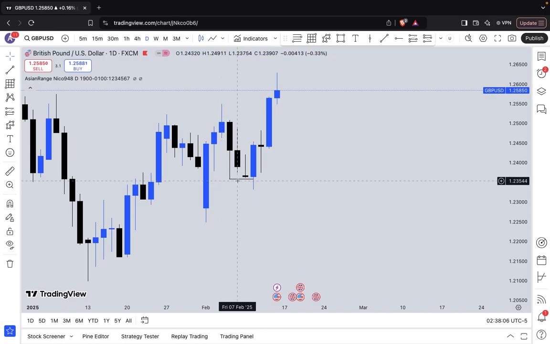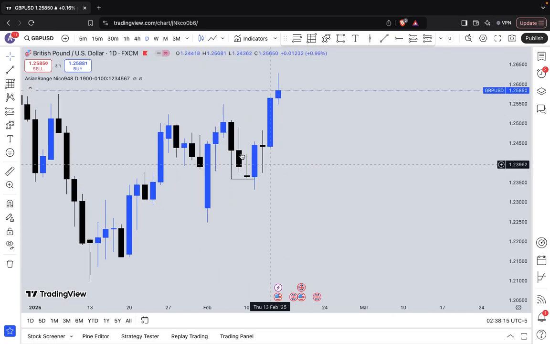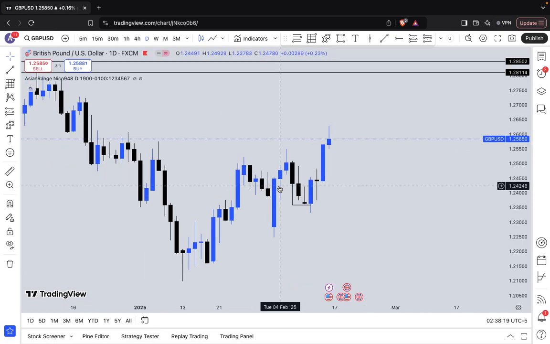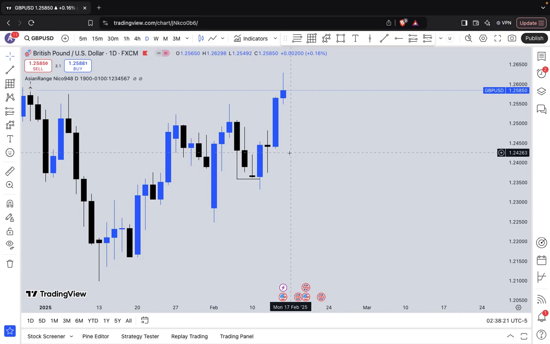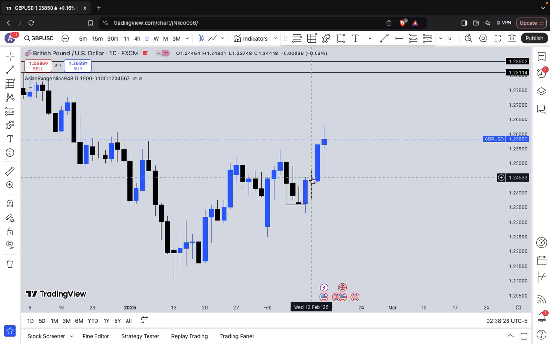So I was anticipating taking the buy because there is no momentum around here. With the monthly view, I can see that our market might continue moving to the upside to mitigate the internal liquidity that we marked out on the monthly time frame.